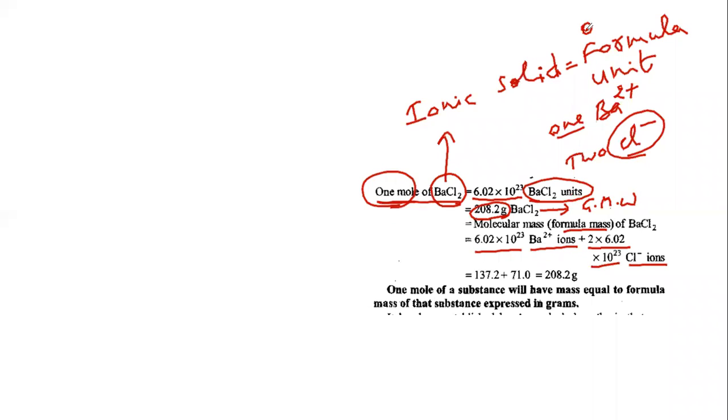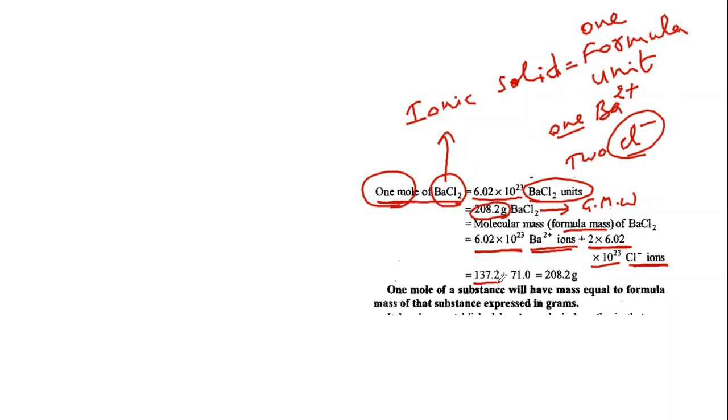In every formula unit, how many barium there? Ba plus 2, how many? 1. And in every one formula unit, how many Cl minus there? 2 there. That's why we are taking what now here? Avogadro number of barium plus 2 ions and twice the Avogadro number, 2 into Avogadro number of Cl minus will be present.